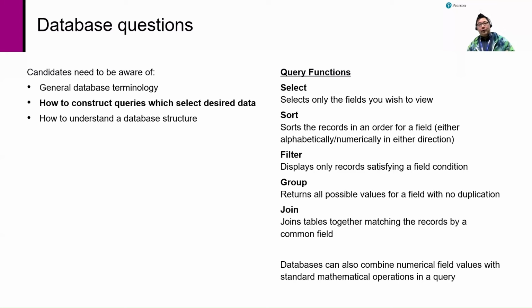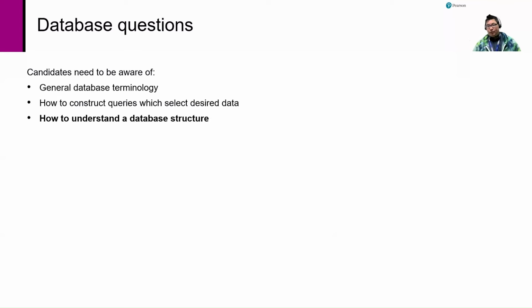A question in the chat: sort and filter functions from spreadsheets come under a query function in a database. Absolutely correct. Sort and filter are in both, but if it's in a database, it has to be within a query.